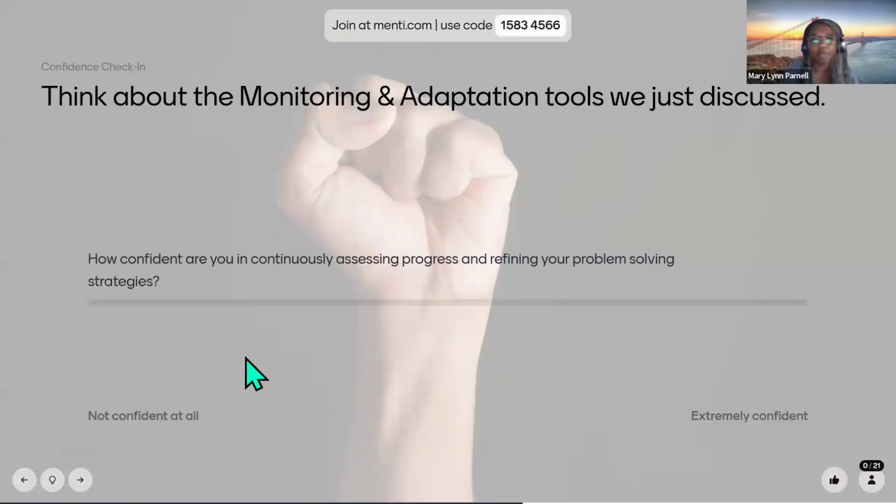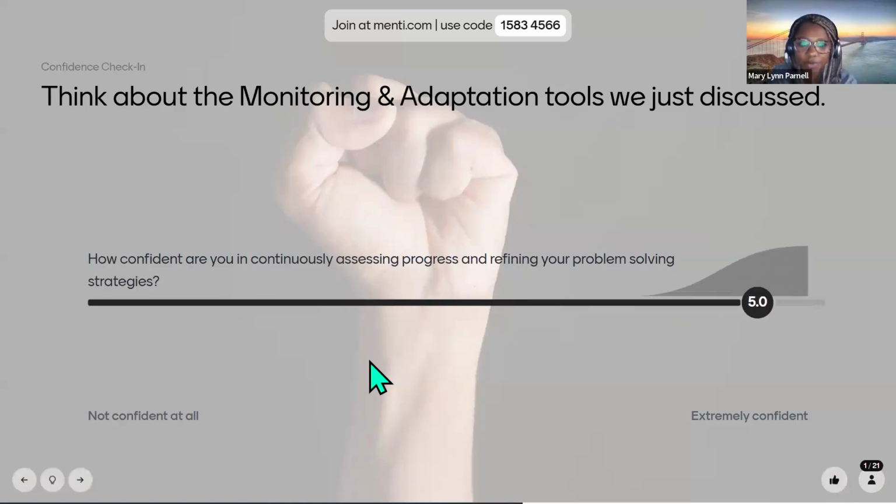Right. So now, as we think about monitoring and adapting tools that we just discussed, which I knew was quite a bit and felt like a fire hose, so I do apologize for that. But you have this to be able to reflect on. How confident are you at continuously assessing progress and refining your problem-solving strategies?